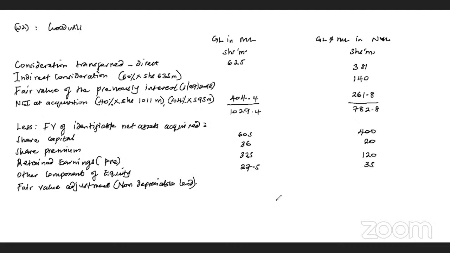Then the fair value adjustments, these are the excess values. They are not given to you, but of course, you have to compute them. When you look at the question, they are giving us the total net assets of ML as shillings 1,011. Then that of NUL, the fair value of net assets at the date control is obtained is 595.